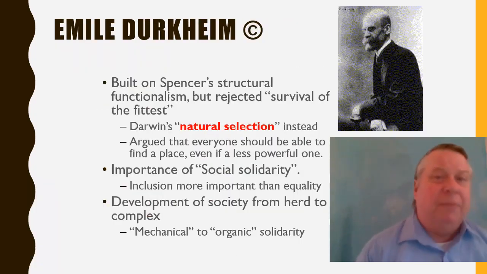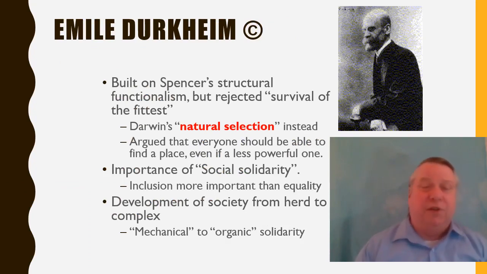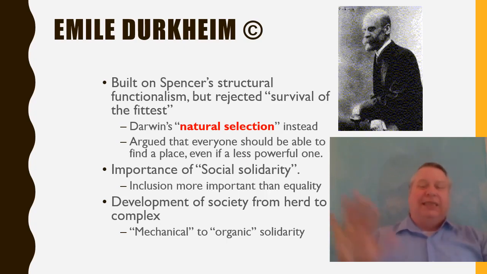Now, Emile Durkheim is credited as the first official sociologist. He was French, as we talked about before, and he took this idea of Spencer, but he turned it around a little bit. Instead of talking about survival of the fittest, he used Darwin's concept of natural selection. And there is a difference we'll talk about in a second. In other words, Durkheim argued that in society, we don't necessarily have to reject people or get rid of them, but people find new places, new roles.